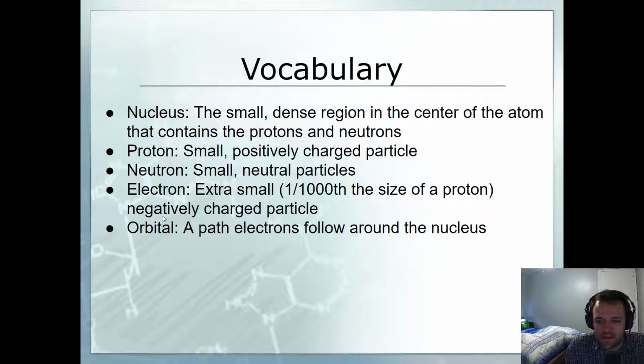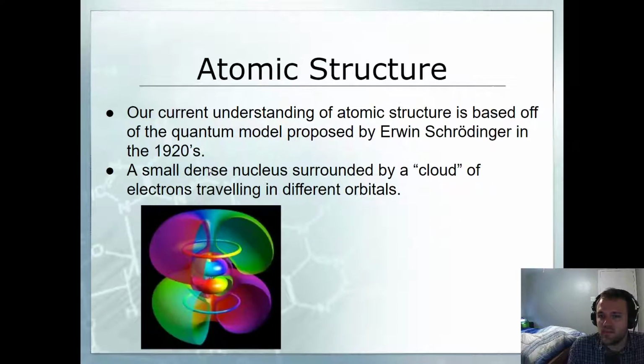All right, and then electrons are very, very small. They're about 1,000 times smaller than a proton, and they are negatively charged. Right? And instead of being in the nucleus in the center, they are all around the outside of the atom. And then an orbital is a path that the electrons follow around the nucleus. Okay, so if you hear those terms now, you'll know what they mean, or you can look back and see.